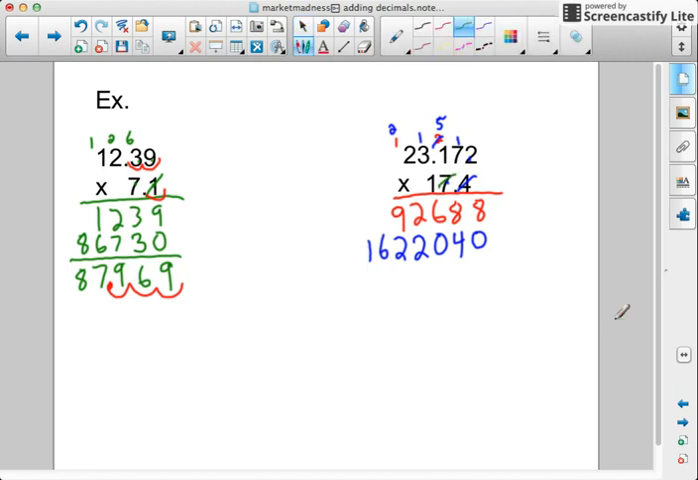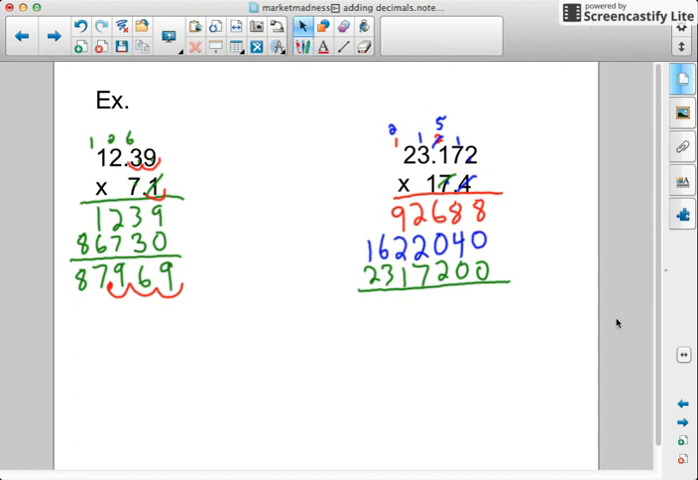So I'm done with this 7 now. I need to put 2 zeros here. 1 times 2 is 2. 1 times 7 is 7. 1 times 1 is 1. 1 times 3 is 3. 1 times 2 is 2. They're all lined up. Add them all together.